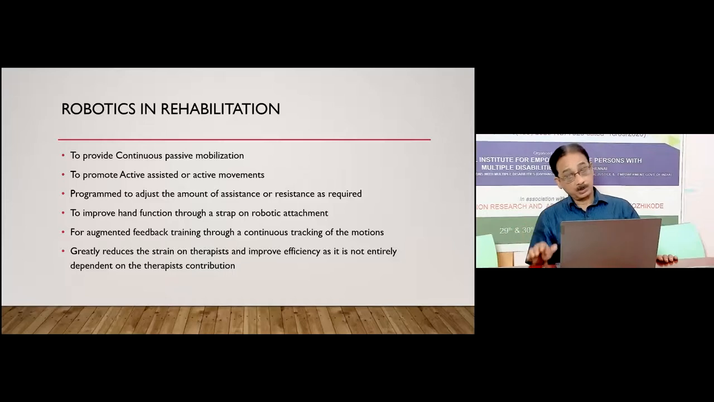Then it is also used for augmented feedback. There is a term called biofeedback. For example, when I am having some problem in my hand, I try to flex my elbow. The elbow flexes to some extent. I am seeing it, so it is moving, and I will try to move it more. That is a visual biofeedback, self-biofeedback.